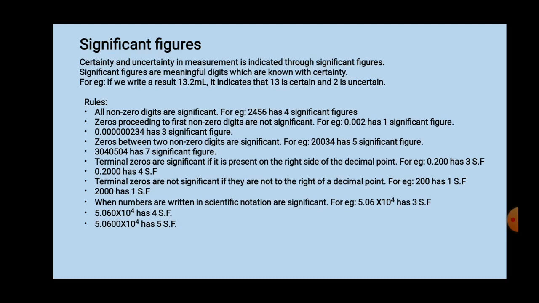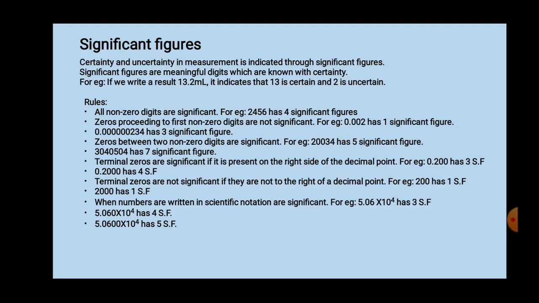The last rule, the fifth rule: when numbers are written in scientific notation. Scientific notation you already understood, that is numbers written in the form of N into 10 to the power n. If numbers are written in scientific notation, then all the digits are considered as significant. The example is given: 5.06 into 10 to the power 4.